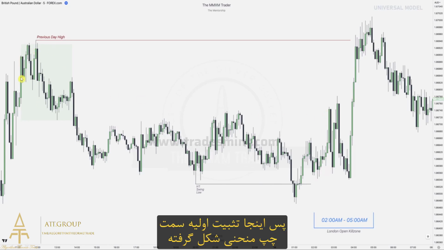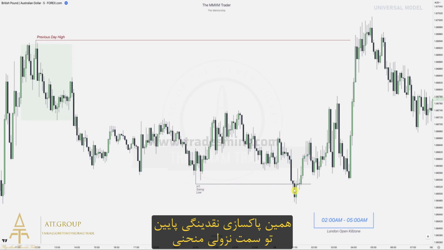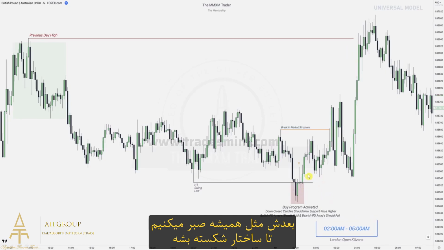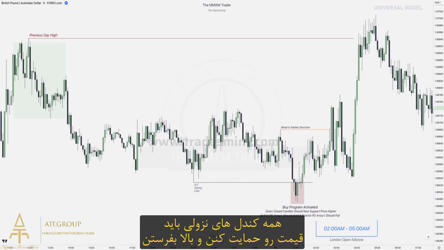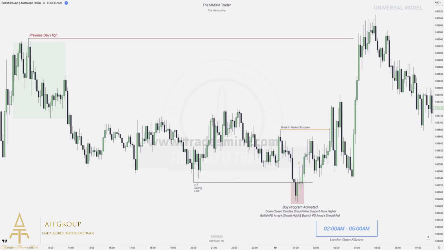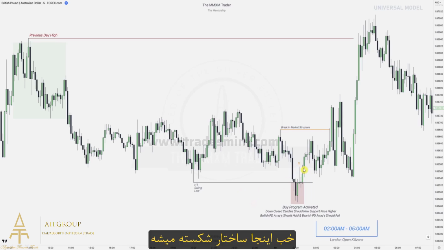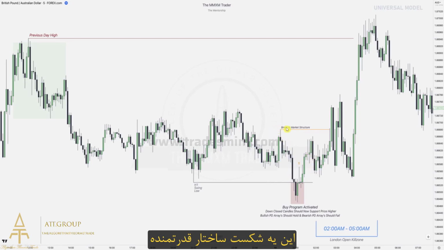So original consolidation has been established to the left side of this curve, sell side of the curve, until we take out this swing low, right? This 1 hour liquidity purge on the sell side. Then waiting for a break of structure as always, and our buy program has been activated. Now when a buy program is activated, all down close candles should now support price higher, right? And all bullish PD arrays should hold and all bearish PD arrays should fail. So over here, break of structure, right? First indication we're going into a buy program, then a very solid break of structure up here.